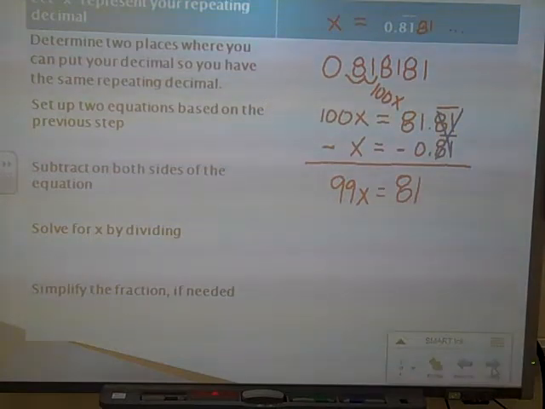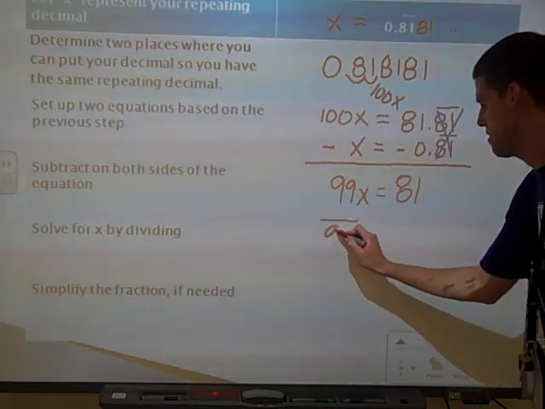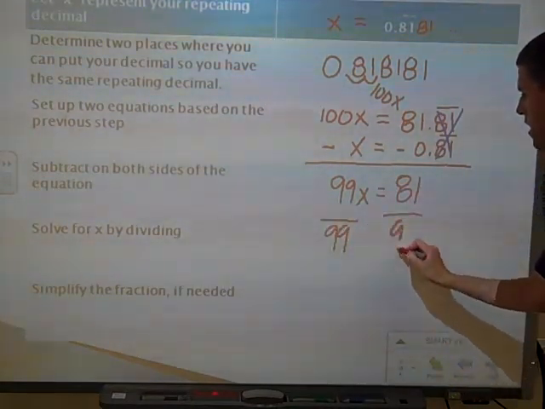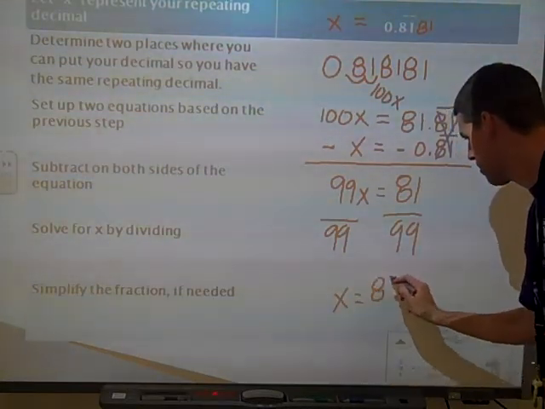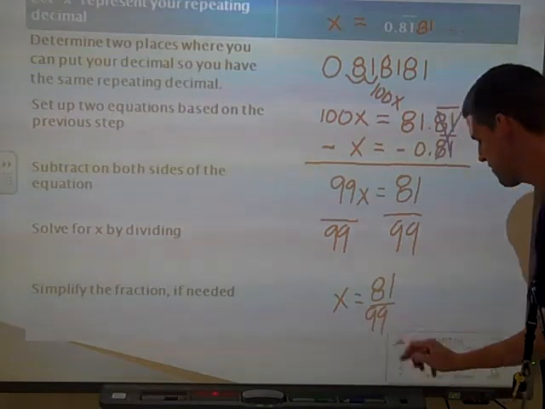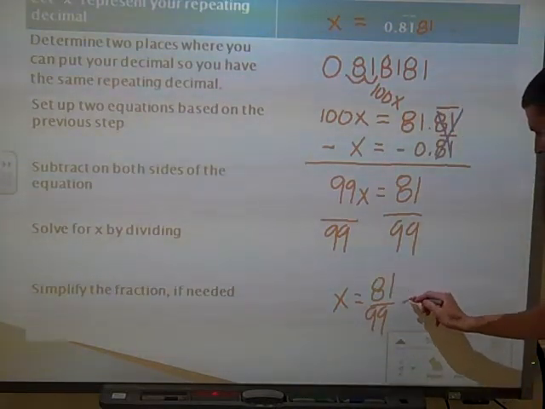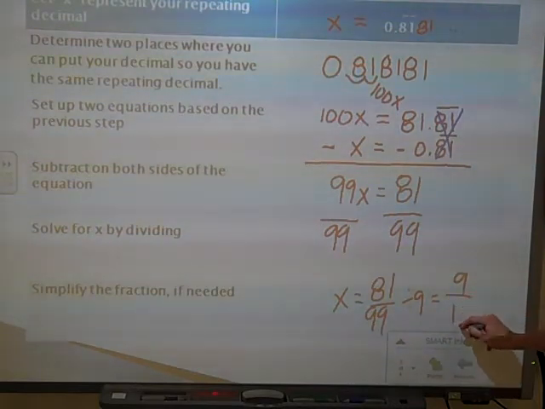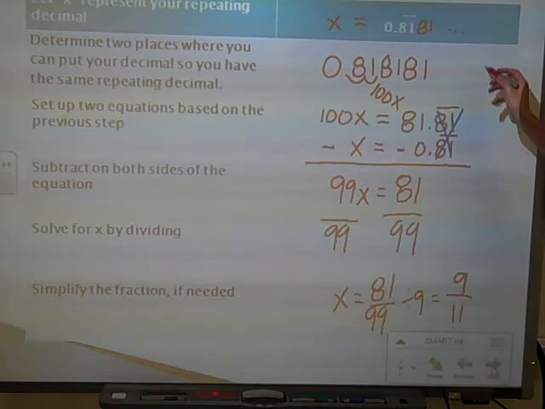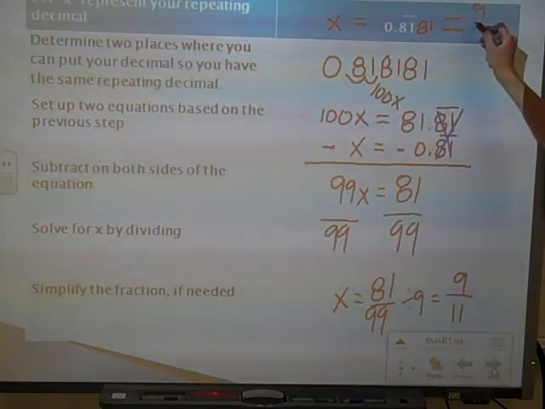Okay. Go ahead and divide by 99. And then I have x is equal to 81 over 99. I'm going to go ahead and divide the top and the bottom by 9 to simplify. Now we go ahead and get 9 over 11. So my 0.81 repeated is equal to 9 over 11.